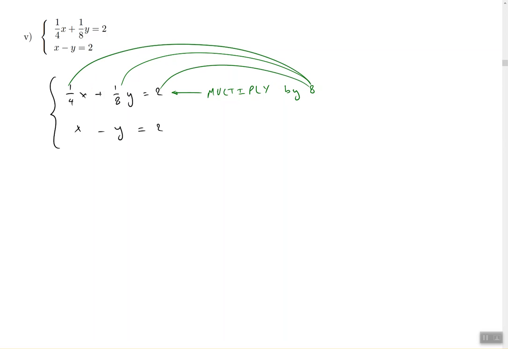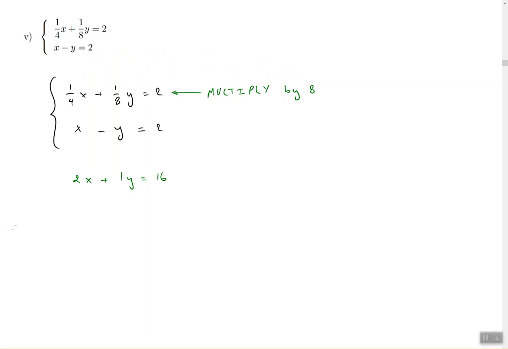So 8 times 1/4 is going to be 2x. 8 times 1y is going to be 1y. And then 8 times 2 is going to be 16 at the end. So basically that takes care of all those. And so now I'm going to write the second equation down and combine like terms.